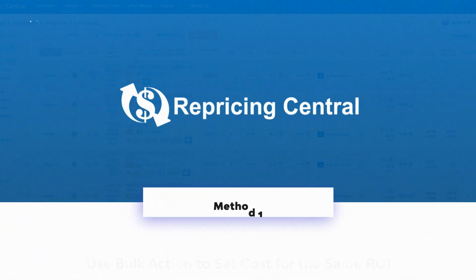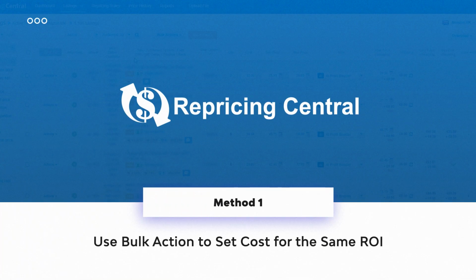First method is to use bulk action and set costs for the same ROI. This method is useful if you have similar existing items that you need to set the costs in bulk. Often for these items, they would have similar ROI as well.